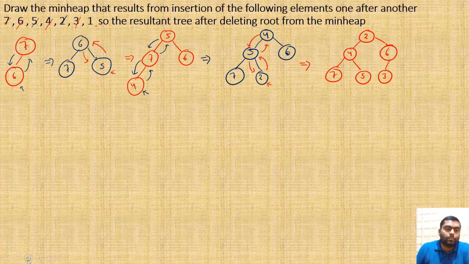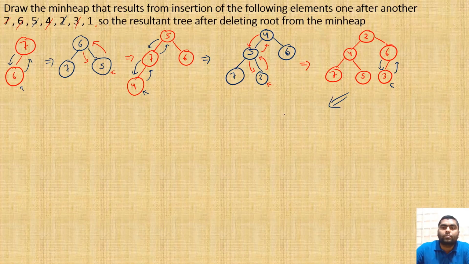So left is 3. Now again there is a problem. So it is not a min heap. So just change it to a min heap. Only one interchange is required, because 3 is less than 6. Only one. But 3 is not less than 2. So only one interchange is required.